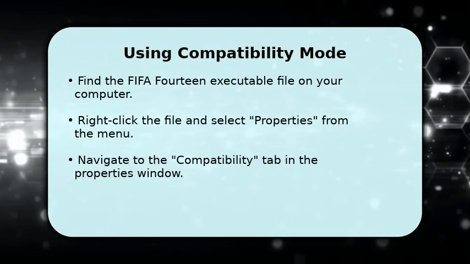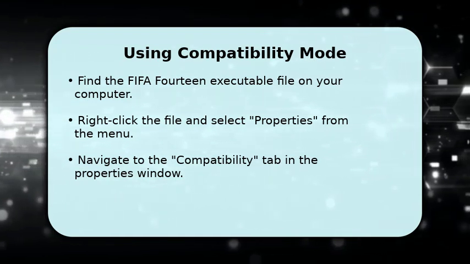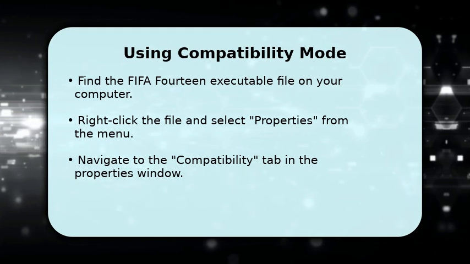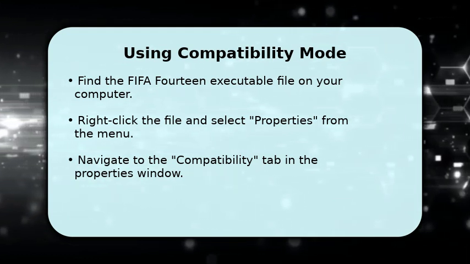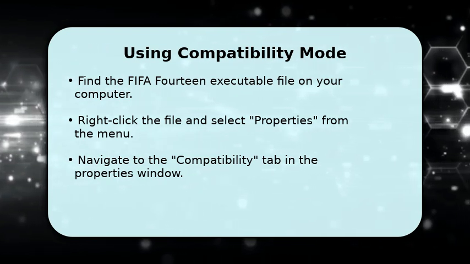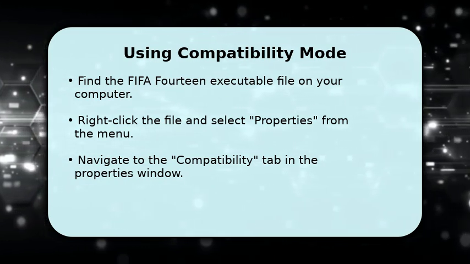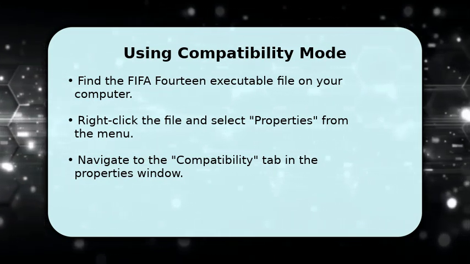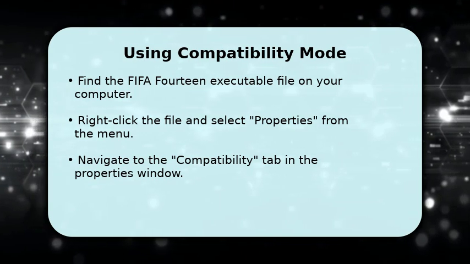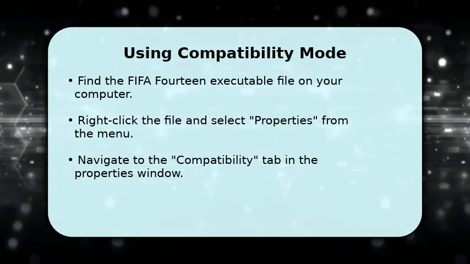First, let's try compatibility mode. Locate the FIFA 14 executable file, usually in the game's installation folder. Right-click it, select Properties, then go to the Compatibility tab. Here, check Run this program in compatibility mode and select an older Windows version, such as Windows 7. Also, ensure Run this program as an administrator is checked. This simple step can sometimes fix common launch issues.